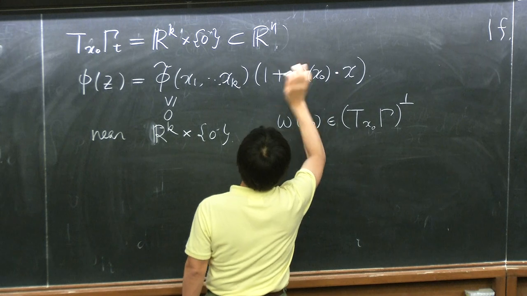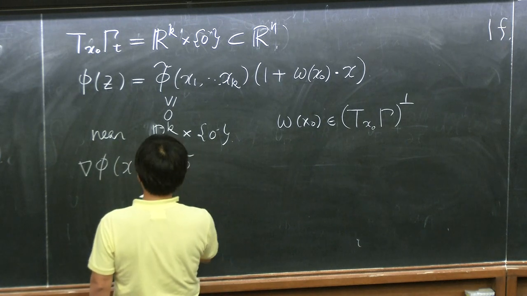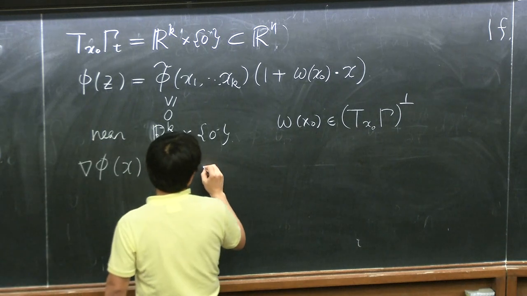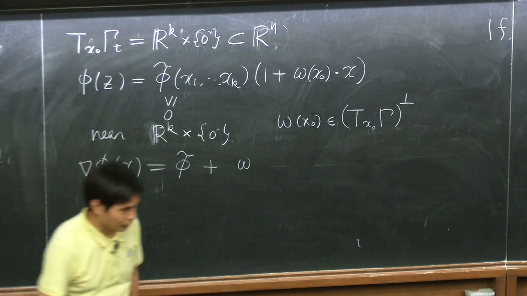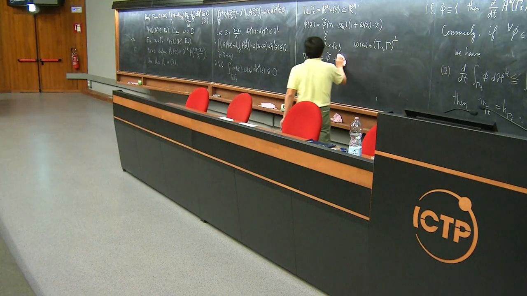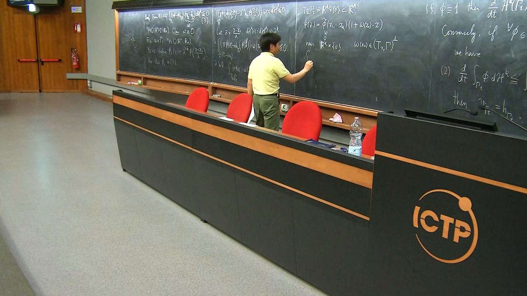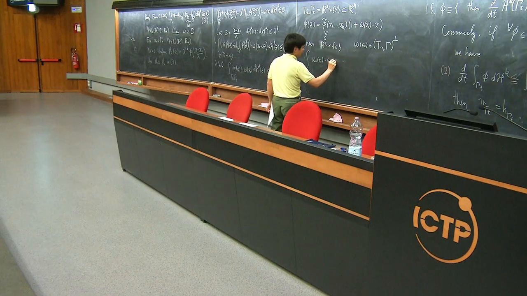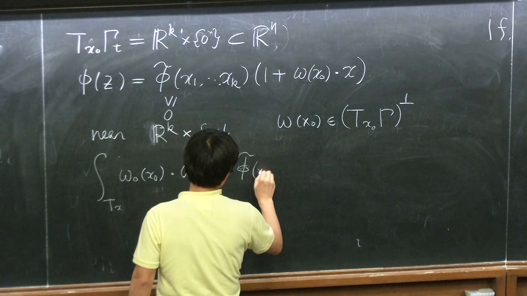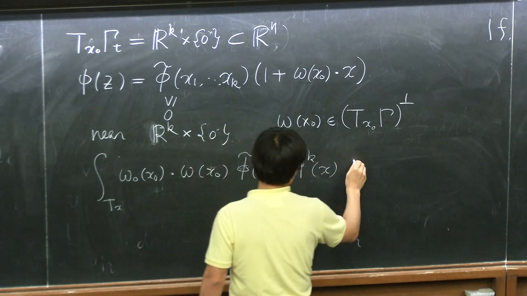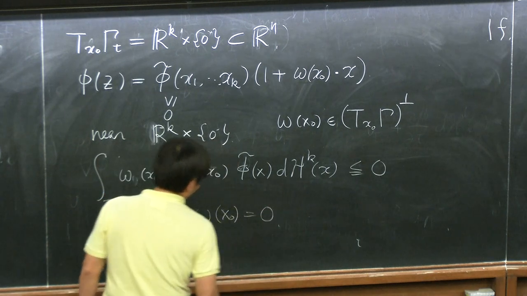This is like zero near the tangent space, and on the tangent space, phi of x is phi tilde plus W. Sorry. Anyway, maybe you can check this yourself: if you use this kind of function, then you can check that the gradient of phi becomes just W0 itself, which is just a constant actually. And that being less than or equal to 0 implies that W of x0 has to be equal to 0. Okay, so that's a proof.